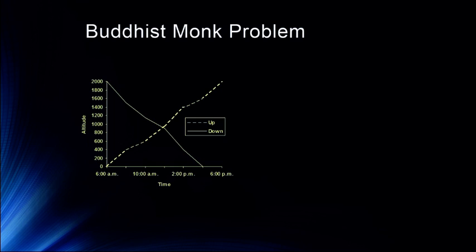What you do is you create a graph. So you can see we leave at 6 a.m. The monk leaves at 6 a.m. on his way up, wanders his way up the hill until he gets to the top of the mountain peak at 2,000 feet.